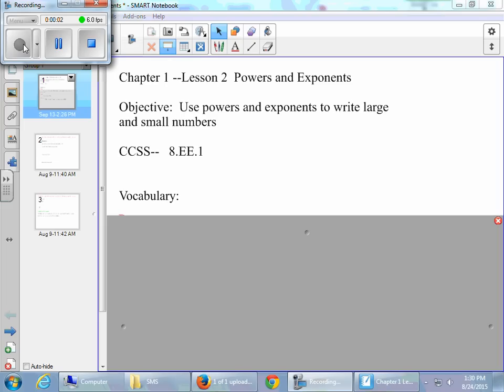Welcome to Chapter 1, Lesson 2, Powers and Exponents. Our learning target or objective for this lesson is to use powers and exponents to write large and small numbers.